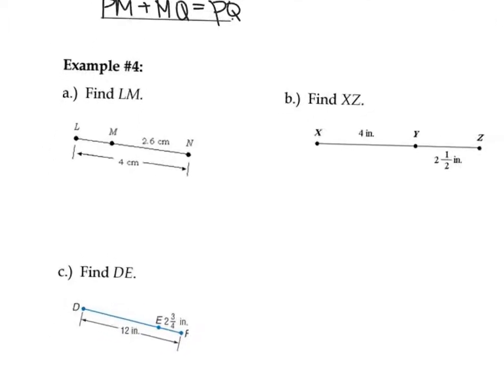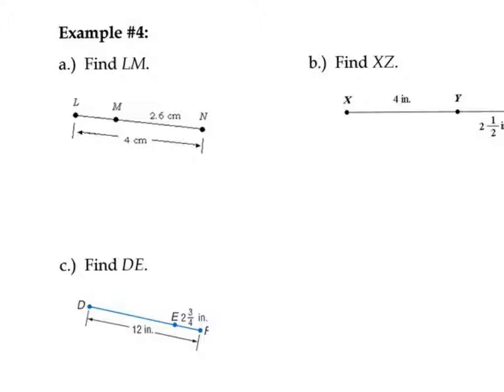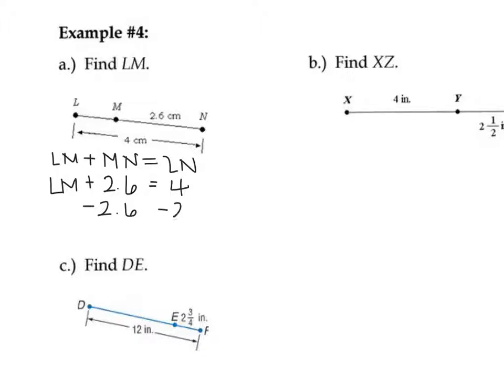Starting off, we want to find the length of LM. Using this, we know that LM plus MN is going to equal LN. Then we just plug in what we know. We're trying to find LM, so we don't know that, but we do know that MN is 2.6 centimeters, and the length of our entire segment LN is 4. To solve for LM, we're going to subtract 2.6. So we get that LM equals 1.4, and because we are given units, we're going to include centimeters.